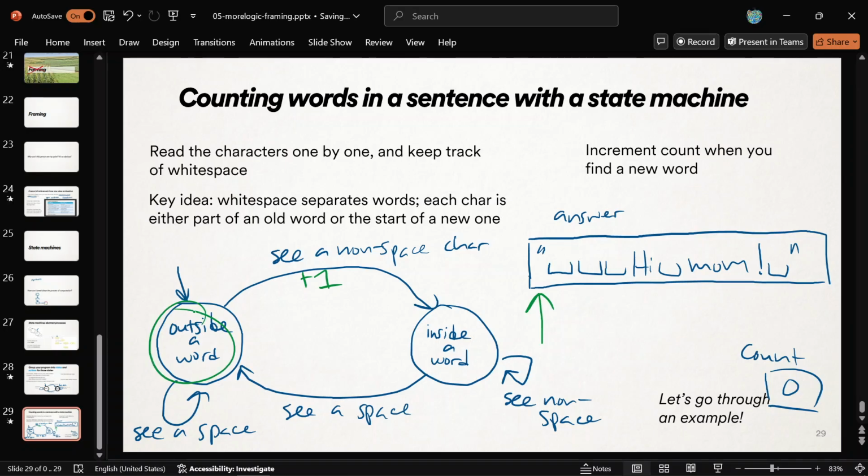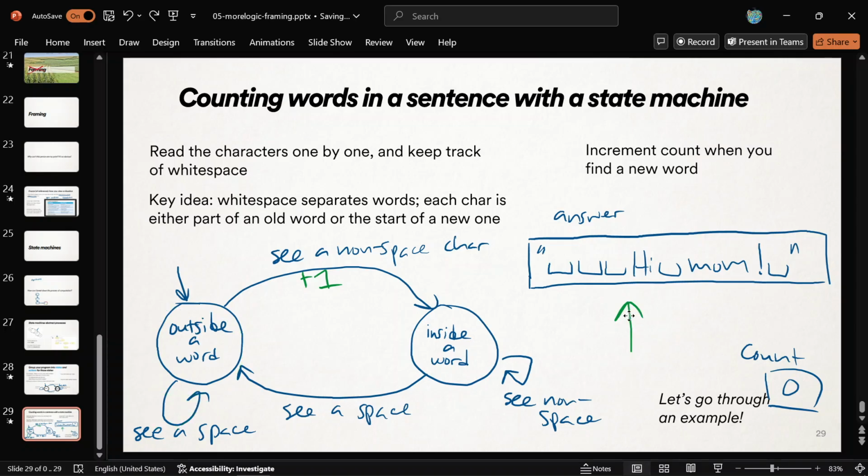This is our state right now. We're outside. We have not looked at any characters yet. And now we see the first space. Run it through. That was a space, so we stay outside of a word. We're still outside of a word. And then we do that for the other 2 spaces still. Like we see a space twice. We're still in the outside of a word state right now. Okay? You follow me so far?